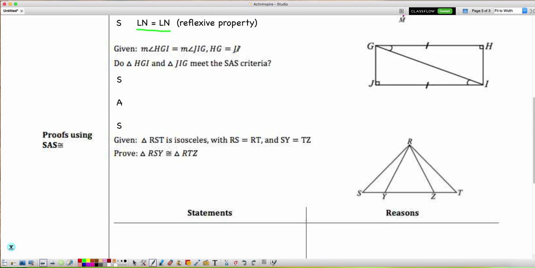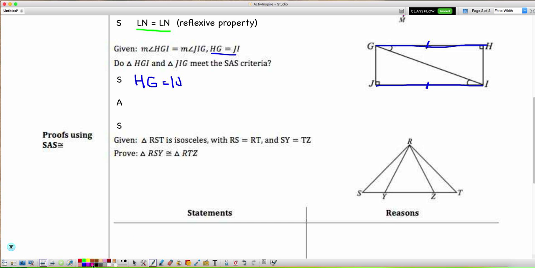So the next one, I want to do a similar thing. I want to see if these two triangles meet SAS criteria. So I'm looking at HGI. So H to G to I is this top triangle, and then JIG is this bottom one, J to I to G, so this little triangle here. So comparing those two, I can clearly see that HG and IJ they have in common. So HG is this one, IJ is this one, and they both have a mark through them. So that's my first side. Those are equal.